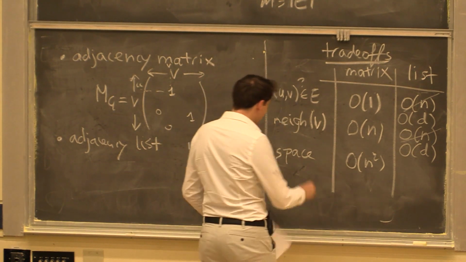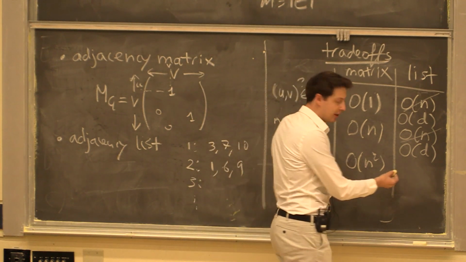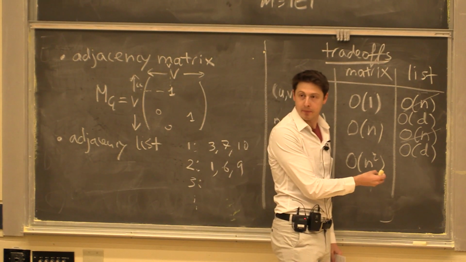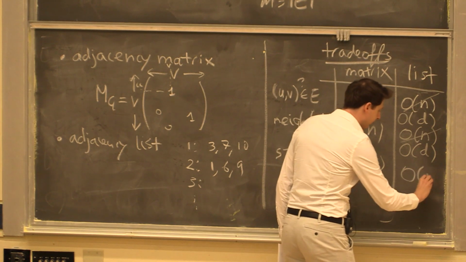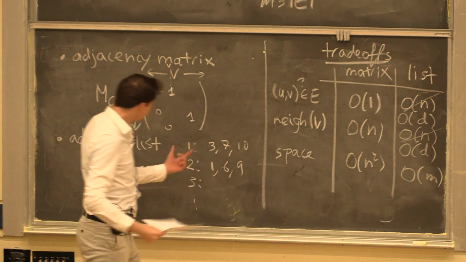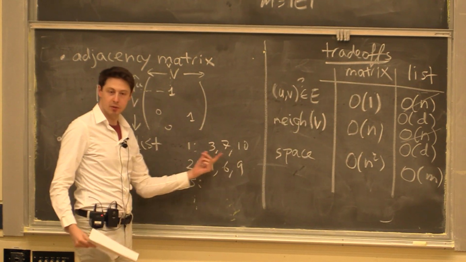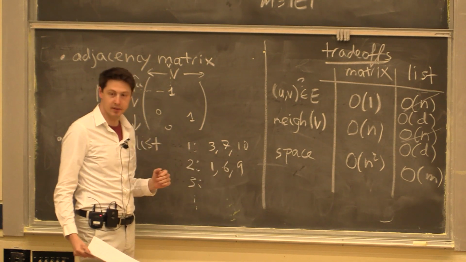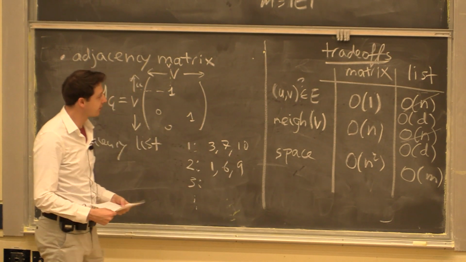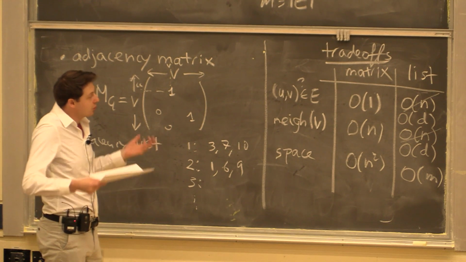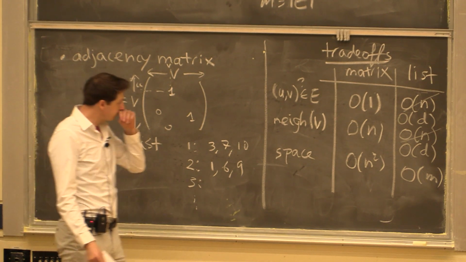The interesting thing is that the space here is now different. That would be order of what? M, because every edge induces one entry in this list, and together you have order of m. So when should you pick which representation?